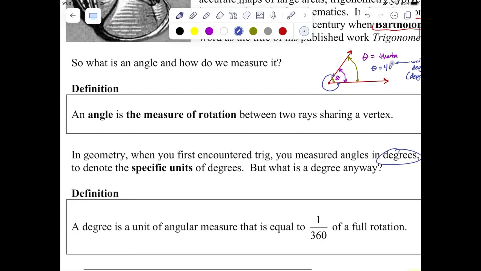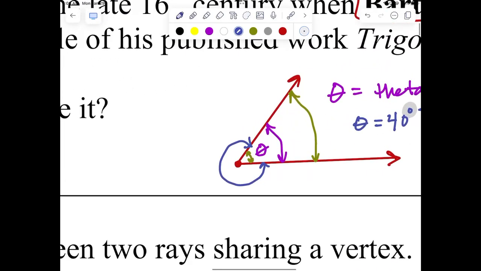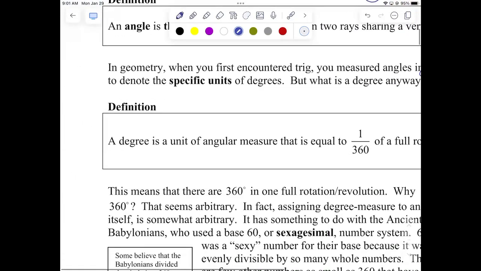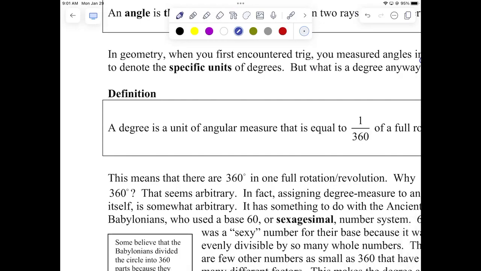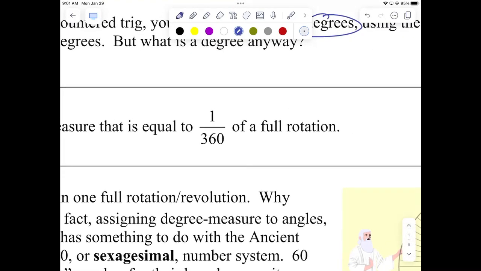Now let's talk about 360. We know all the way around is 360. So now we can formally define what a degree is. Here's the unit of measure. A degree is a unit of angular measure that's equal to 1/360th of a full rotation. So of course that means one rotation is equal to 360 degrees.